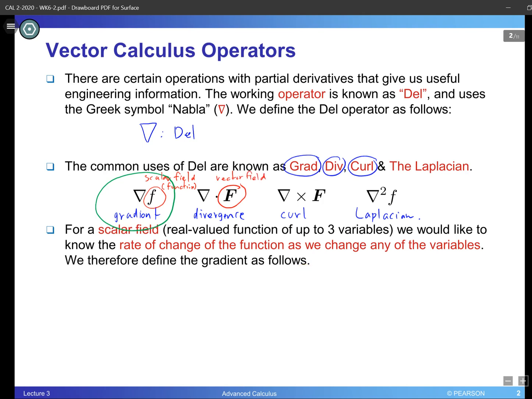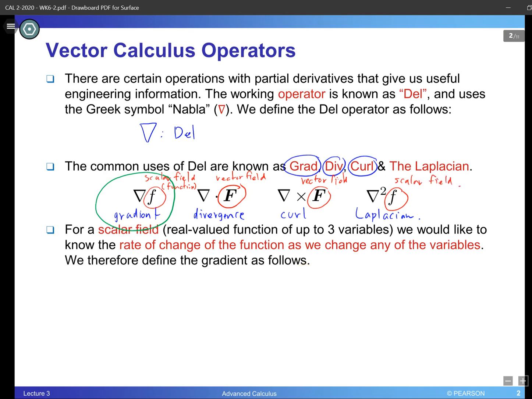And let's take a look at curl. Curl, once again, is applied on big F, so it has to be a vector field. You don't apply curl on a scalar field. Same for divergence. And for the Laplacian, we are back to this regular F, and it's going to be a scalar field. Just make a note right here.